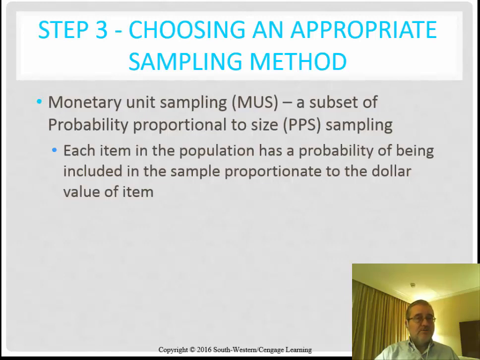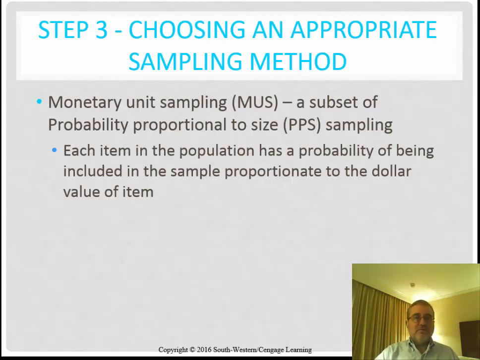A subset of what we're describing here is monetary unit sampling. This is a subset of probability proportional to size, and basically what we're doing is determining the population based upon the dollar value as opposed to the individual items. So if we're using dollar value in monetary unit sampling, we are increasing the probability of the larger items being picked in our sample as compared to the smaller items.